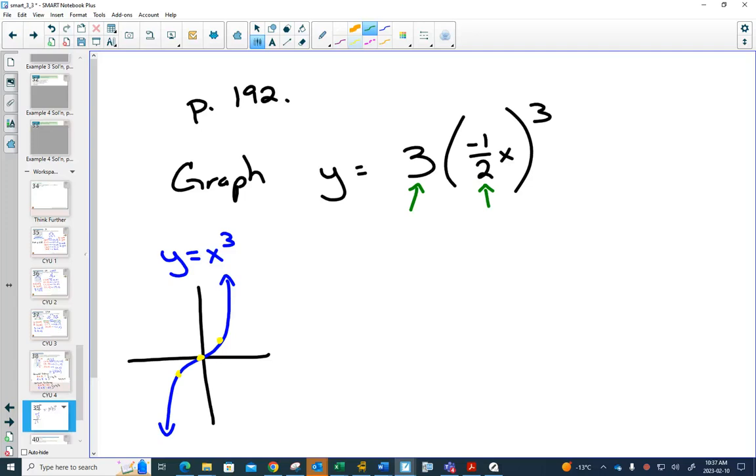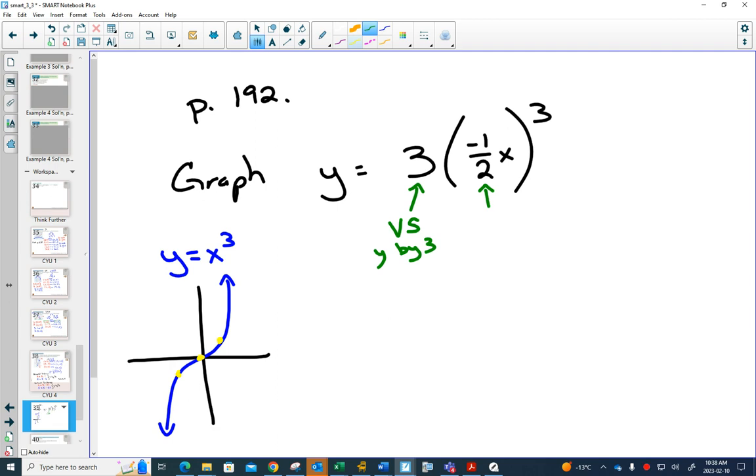So for an x cubed graph, anything that's getting cubed is inside the function. Anything that's not getting cubed is outside the function. So I look at this 3. Does this cube affect that 3? No. So this is going to be vertical, and it's going to be a vertical stretch. I'm going to multiply all my y values by 3.